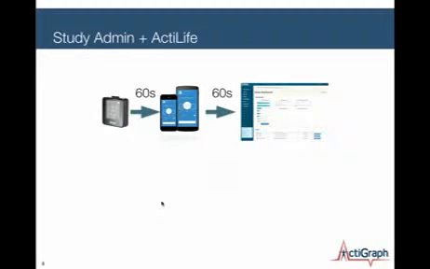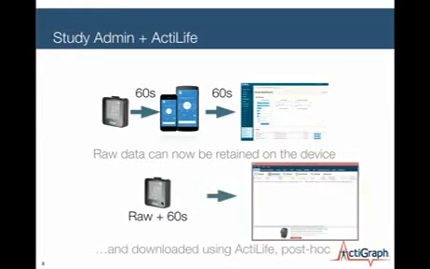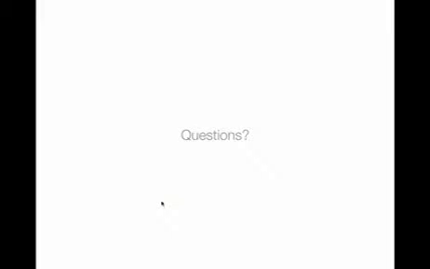So as I mentioned, the data that comes in from the device, whether it's coming through the mobile device into the study admin or directly into the study admin over USB, comes in as 60-second Epoch data. But starting today, raw data can now be retained on the device. So the device itself can be configured to store raw as well as 60-second Epoch data. And that data can be downloaded using ActiLife post hoc.